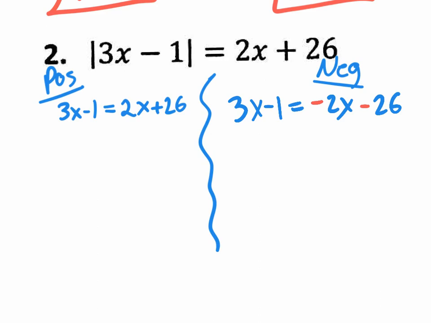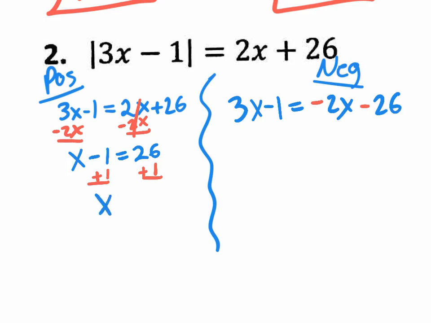So on the left, let's get x's to one side. Subtract 2x. Subtract 2x. We'll have 3x take away 2x, that's 1x. Bring down the minus 1 equals 26. And then add 1 to both sides. We will get x equals 27. That's one answer.